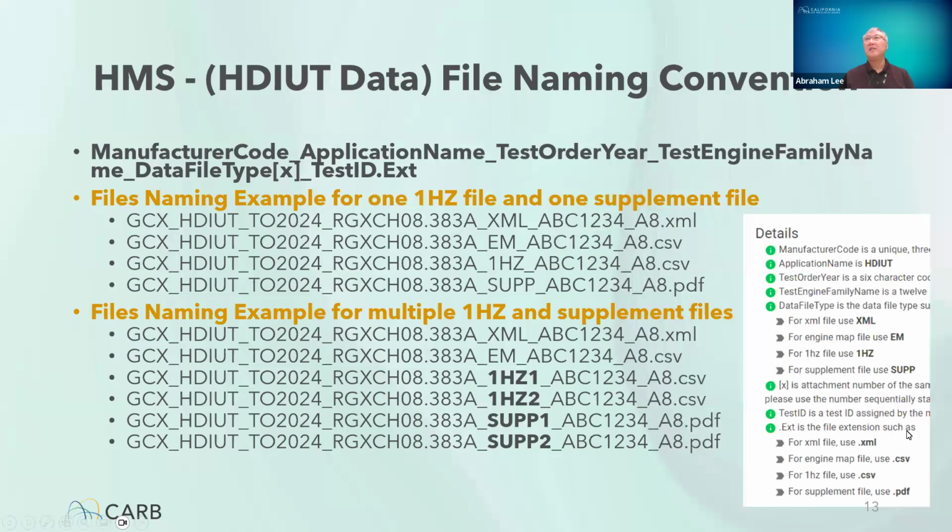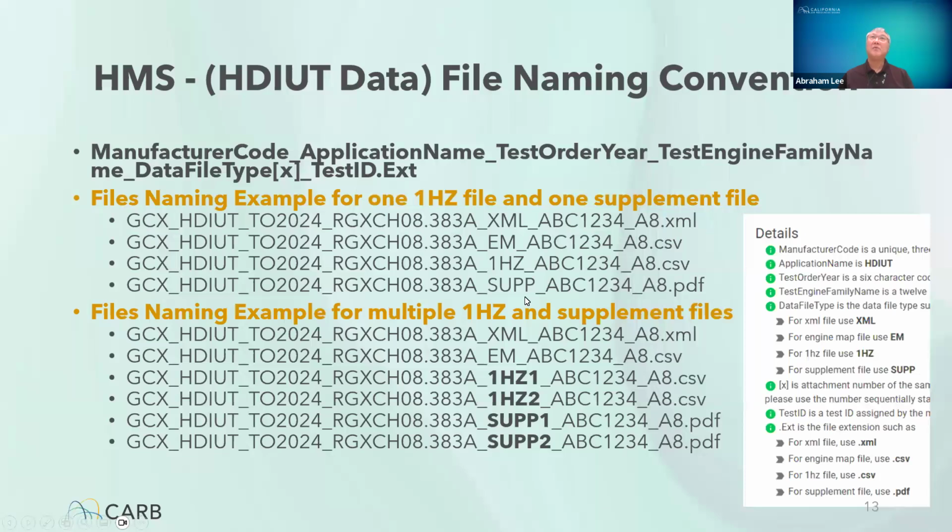And yeah, as in the detail, the XML file will obviously be XML. And then the engine map and 1 Hertz file should be in CSV format. And the supplement files all need to be PDF. And in the slide, I put some file naming examples.